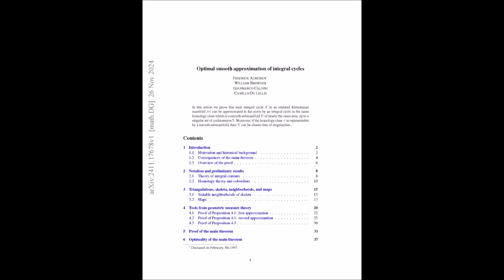Okay. And here's the kicker. This approximation has a singular set of codimension 5. Codimension 5. What's significant about that? Well, that's one of the most remarkable parts of this theorem. They go on to show later in the paper that there are homology classes that just can't be represented by a smooth submanifold without a singularity of at least codimension 5.